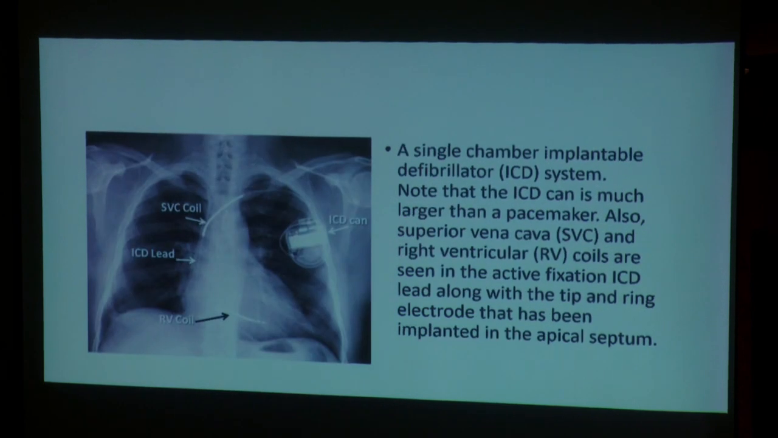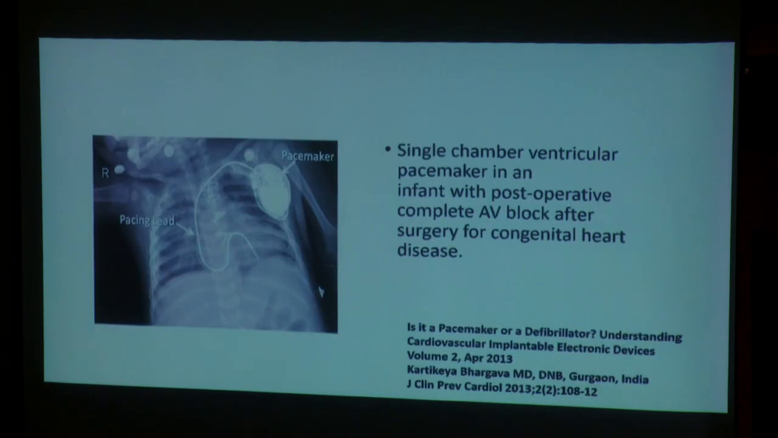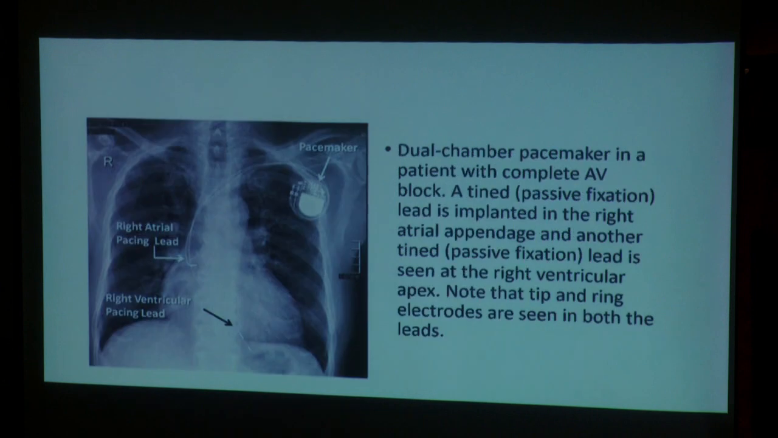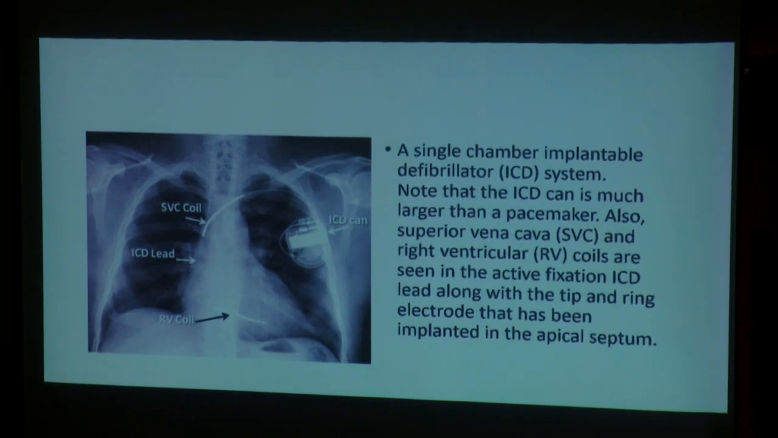These ICDs, implantable cardiac defibrillators, and pacemakers look similar. How do you differentiate them? You look for the coil around the pacemaker leads. When you see a coil, it's a defibrillator system. You can look at the previous images. Pacemaker leads don't have coils around them, whereas the defibrillator systems have coils around them.